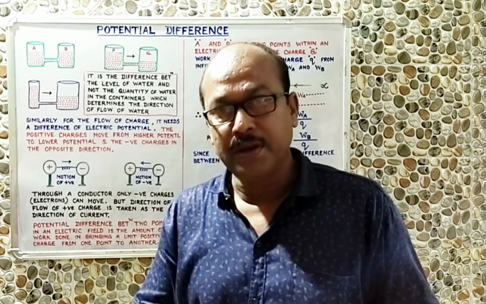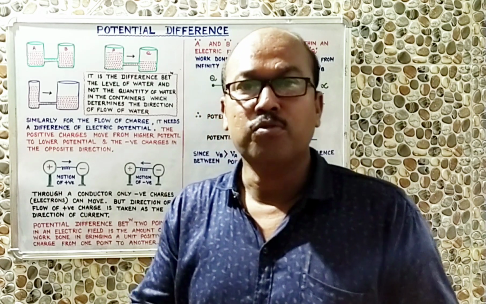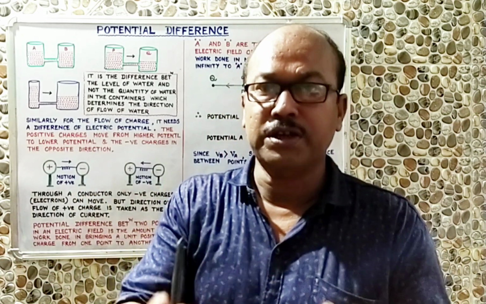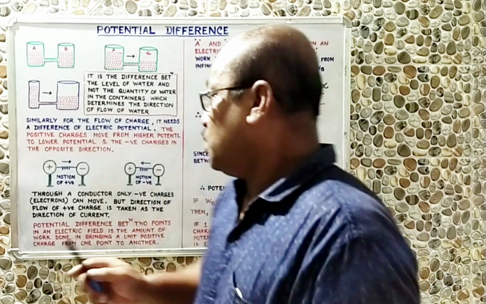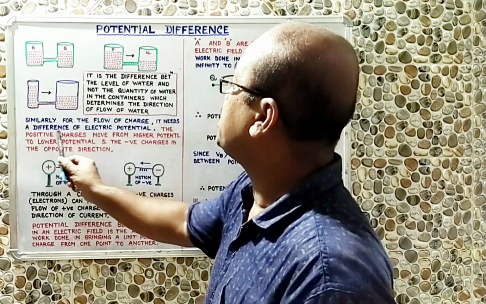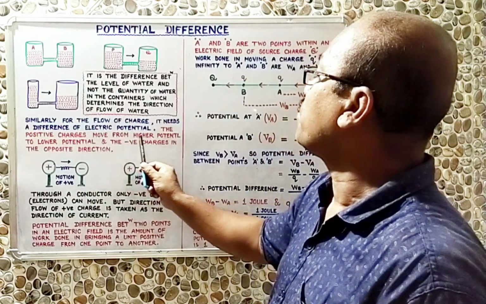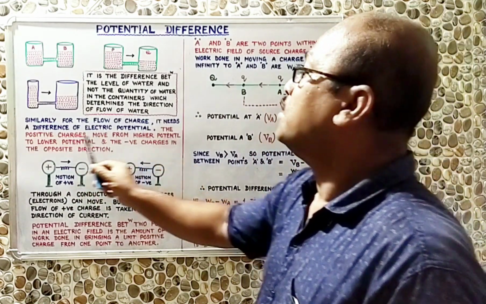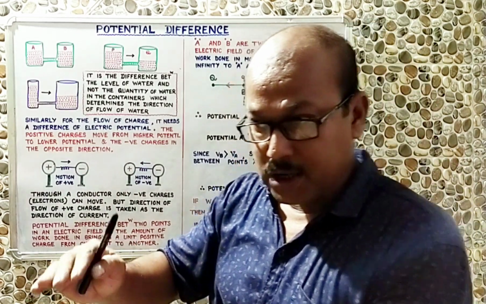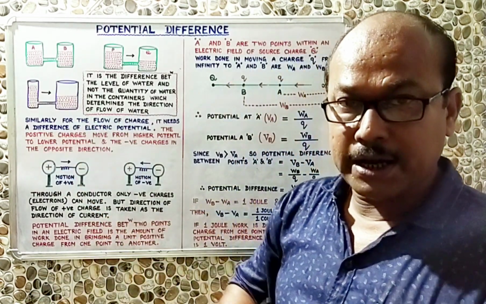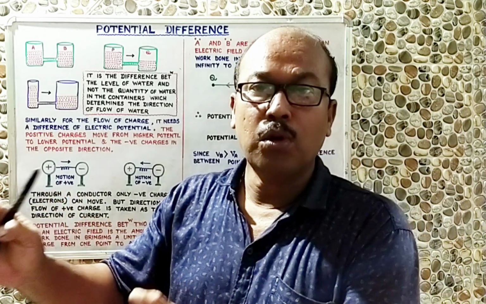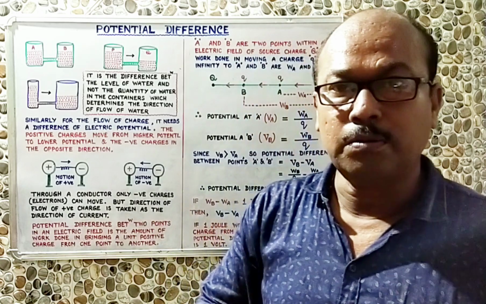Electric potential is the amount of work done in moving a unit positive charge from infinity distance to a point within an electric field. So, let us try to understand this. The positive charges will always move from a higher potential to lower potential. Like water moves from a region of higher height to lower height. Heat always transferred from more hot body to less hot body.